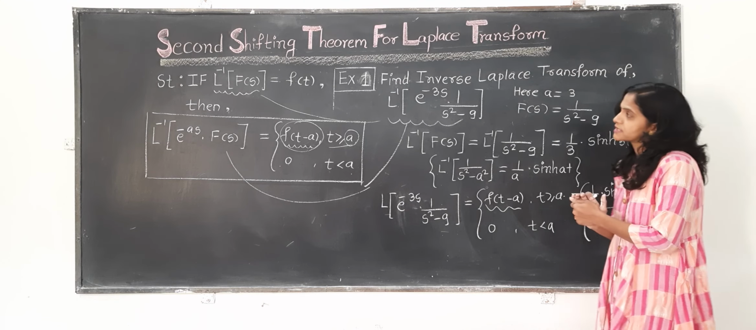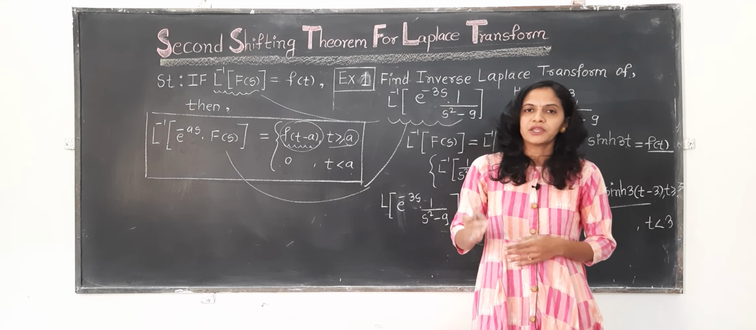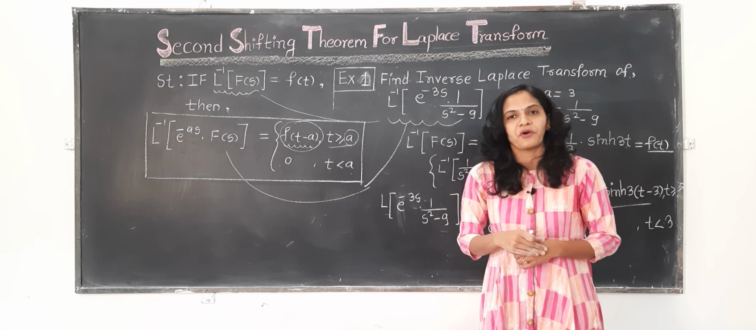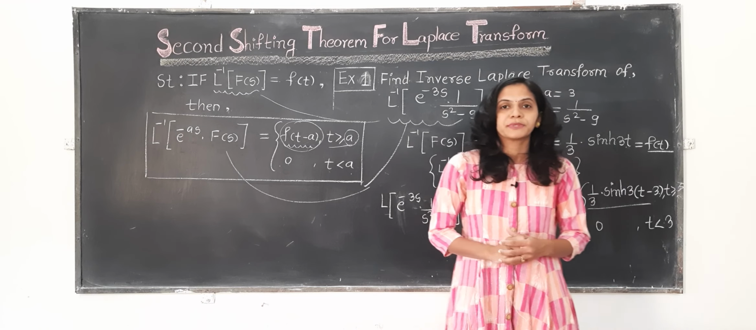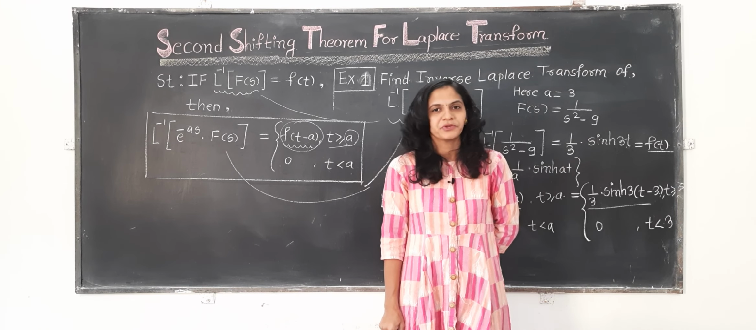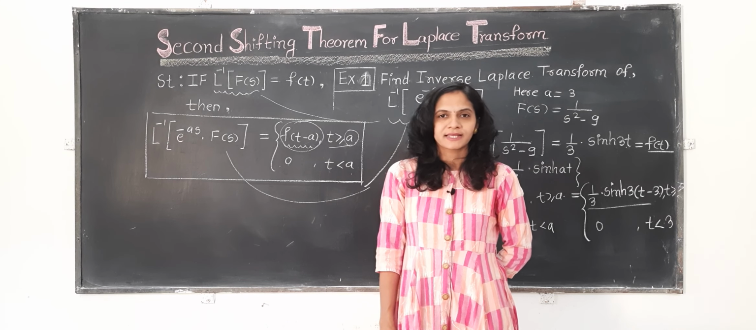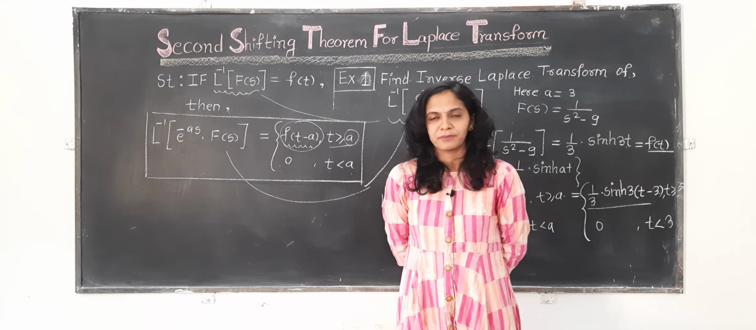Just a 2-step example: using f of s calculate f of t, and using f of t write f of t minus a. That's it. So this is all about the second shifting theorem for inverse Laplace transform. I hope you understood this concept of the second shifting theorem for Laplace as well as inverse Laplace transform.